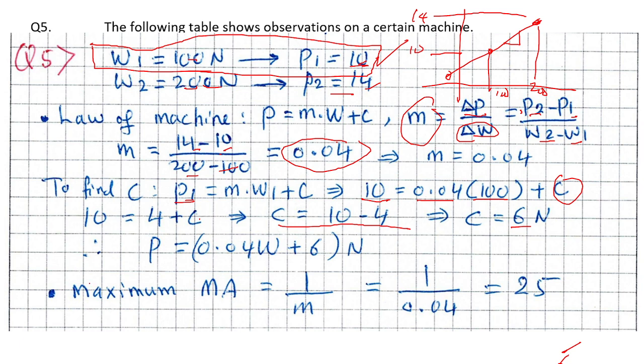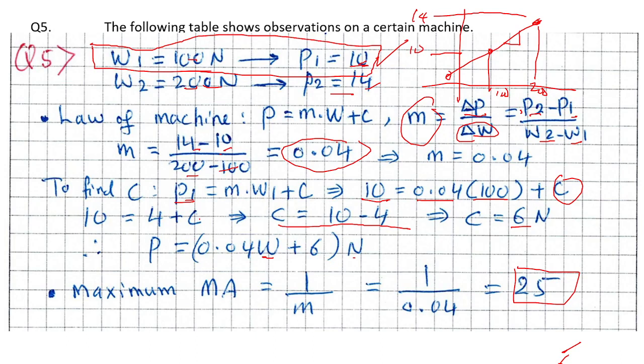Going back to the equation, you can then calculate the law of machine, which is described by the equation 0.04W plus 6. The maximum mechanical advantage is just equal to 1 over the slope, which is around 25. So that's all for the law of machine, and thank you.